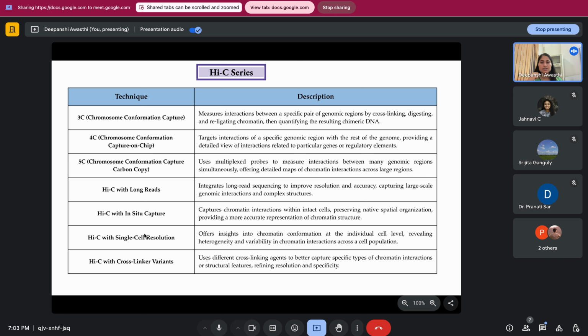And then there are some other series. If you want, then you can go through them, such as Hi-C with long reads, in situ capture, single cell resolution, and cross-link covariance. So these are not in your syllabus, but if you are interested, you can go through these slides. And I think 3C, 4C, 5C are enough.